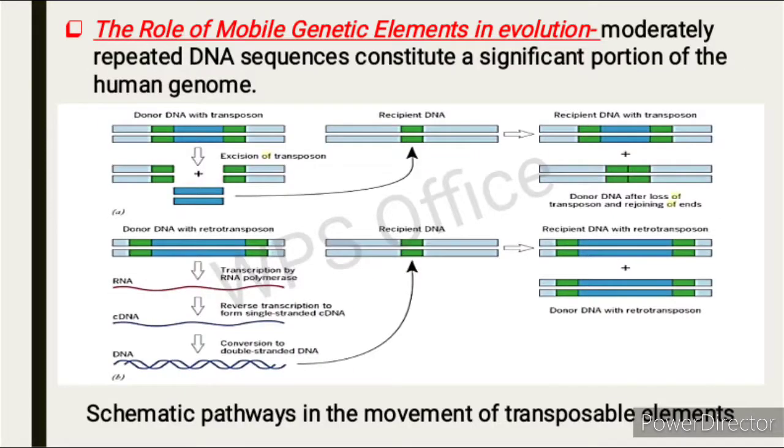This figure is the schematic pathways in the movement of transposable elements. In A, DNA transposons move by a cut and paste pathway whose mechanism is depicted. Approximately 3% of the human genome consists of DNA transposons, none of which are capable of transposition. And B shows retrotransposons, which move by a copy and paste pathway.